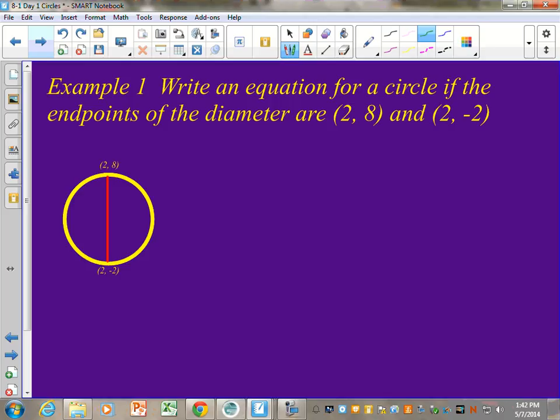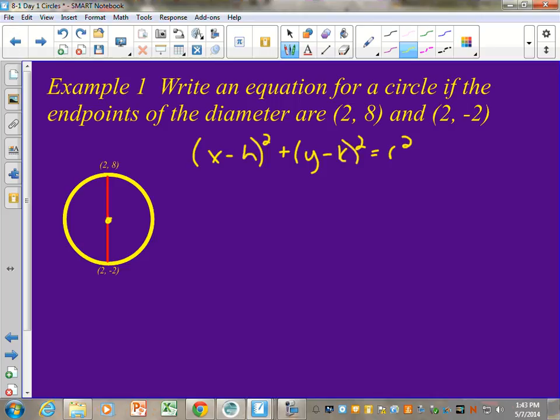So I picked a pretty easy one here. I gave you the endpoints of a diameter of a nice vertical line here. When we're writing an equation, I'm going to change my colors here. We need to be able to find the center, (x minus h) squared plus (y minus k) squared equals r squared. So we need to find the center of this, and then we also need to find the radius.